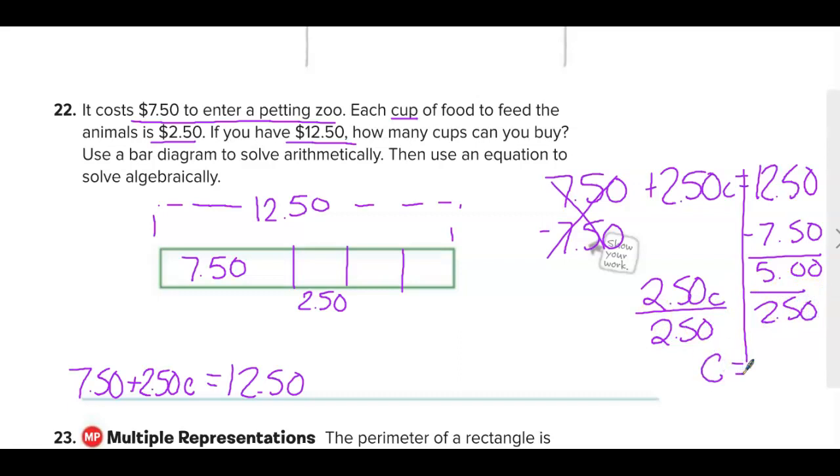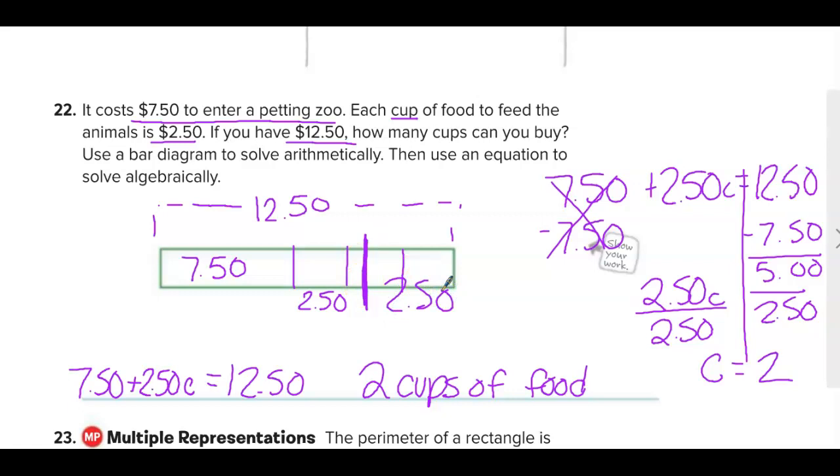So C, I can type in my calculator 5 divided by 2 and 50 hundredths, and I would get an answer of 2. So in other words, I can buy 2 cups of food. So our bar diagram was actually wrong. I can only buy 2 of them.